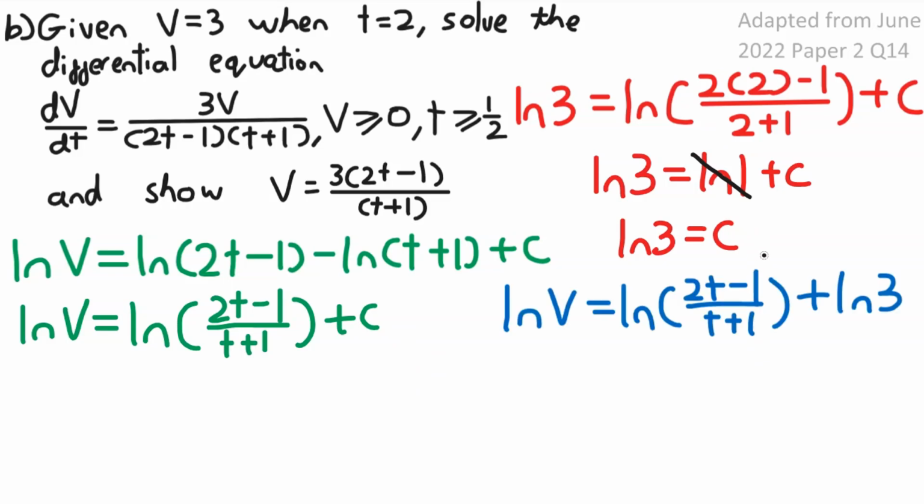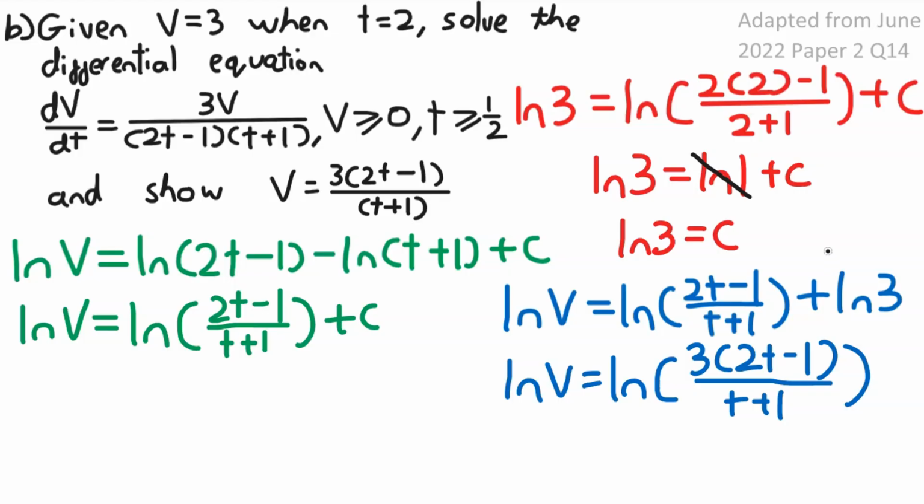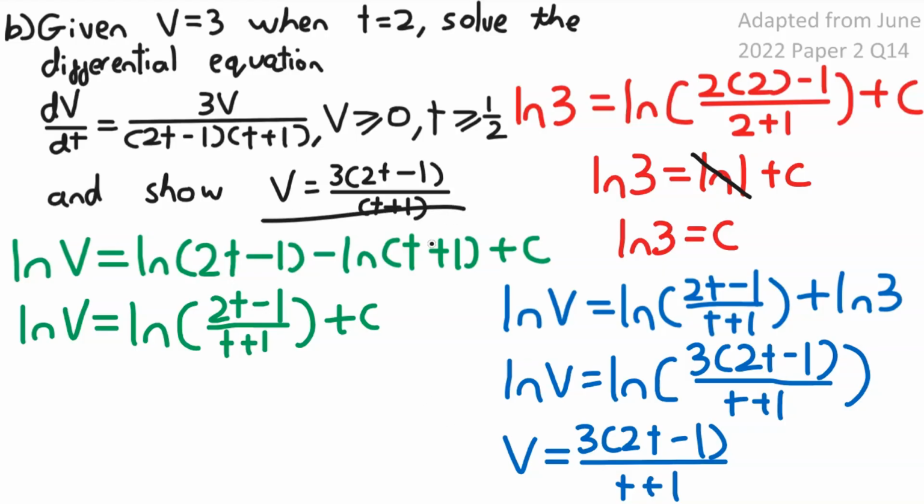So therefore, we can write out the particular solution to this equation here as this. Now we need to show that v can be written in this format here. So what we can first do is we can combine these logs together because we've got two logs that are adding together. So remember laws of logs, this means that we can multiply the things inside the logs like this here. So it's going to be 3 multiplied by this 2t minus 1 over t plus 1. And as on both sides of this equation they're both natural logs, we can just get rid of these natural logs now and write this as v is equal to 3 times 2t minus 1 over t plus 1, and this is what's required.